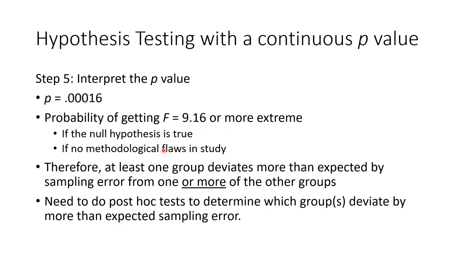You're also assuming that there's no methodological flaws in the study. So again, based on this F and p value, at least one of the groups deviates more than would be expected by chance or expected by sampling error. Now there could be more than one difference in there that deviates more than sampling error would expect, but there's at least one. And so now we need to do these post hoc tests to determine which groups are different from each other more than would be expected by sampling error.